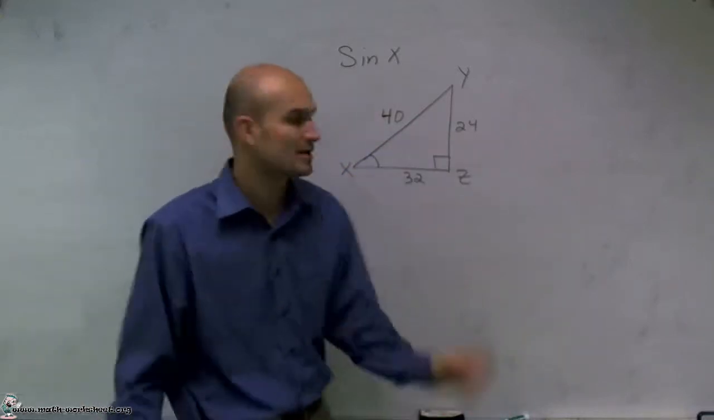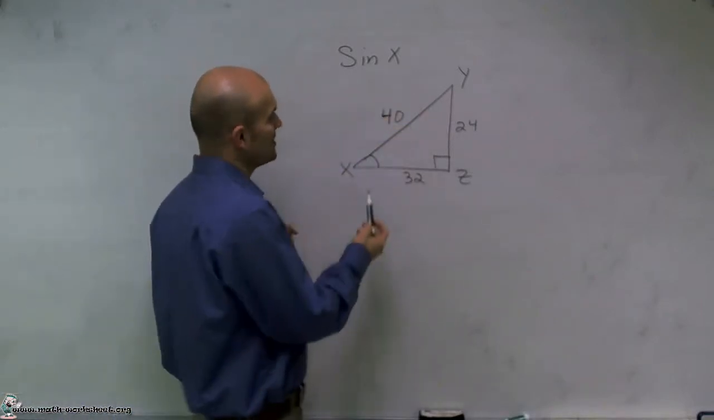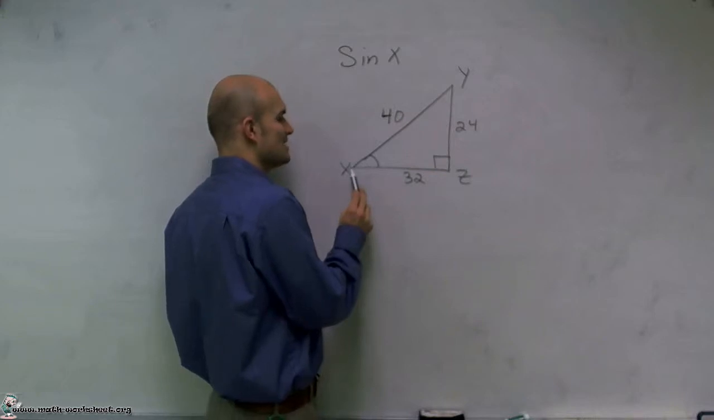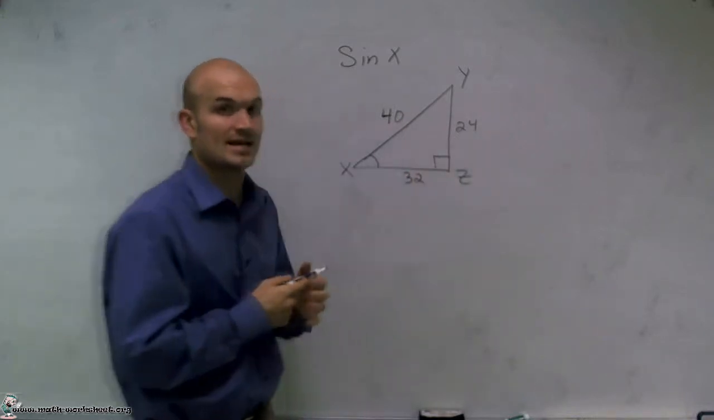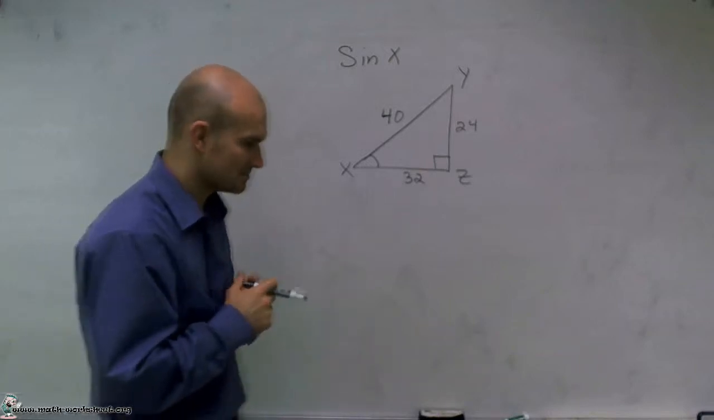kind of elimination. I already have my hypotenuse and my adjacent. That only leaves one more. But lastly, you can always look at it because it's directly opposite the angle you're trying to figure out. So I want to find out what is the sine of x.